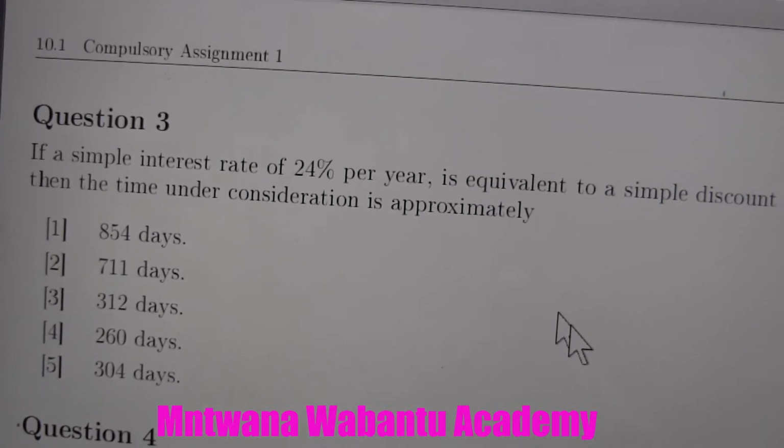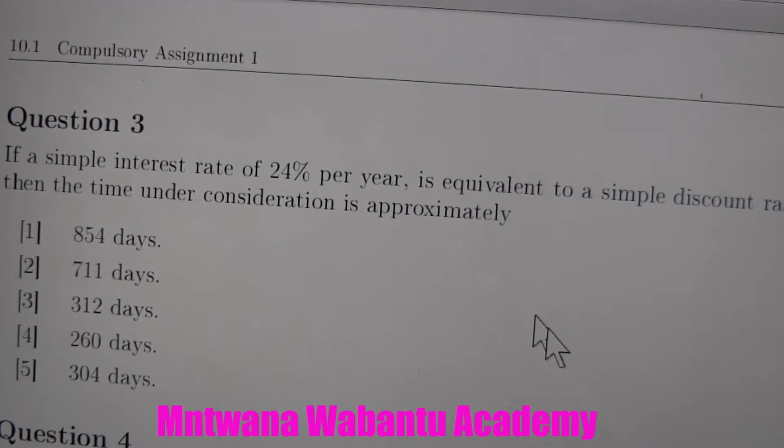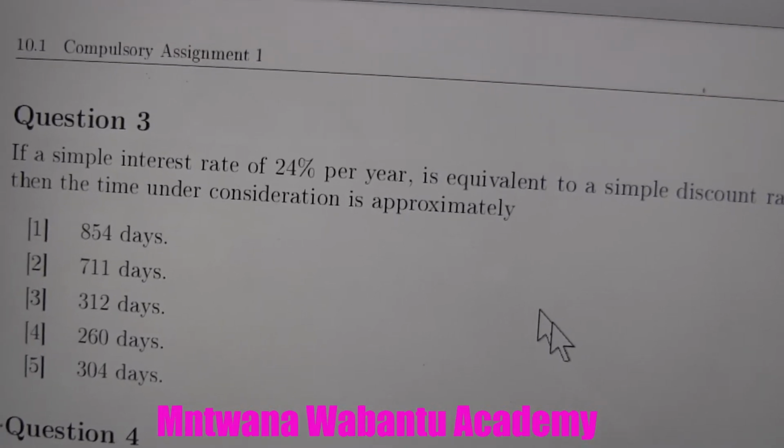Hello everybody. We have a question right here. This question is very important, but I'm going to show you how to do this question.